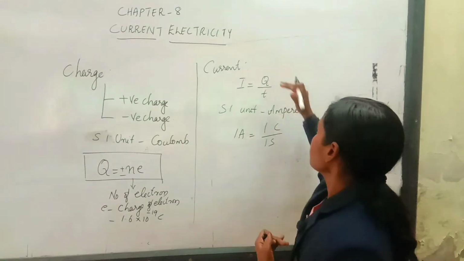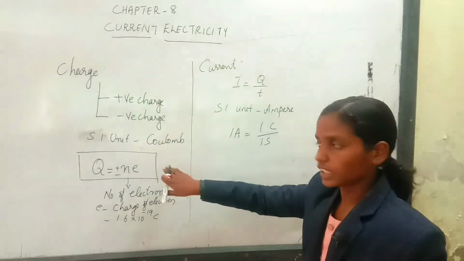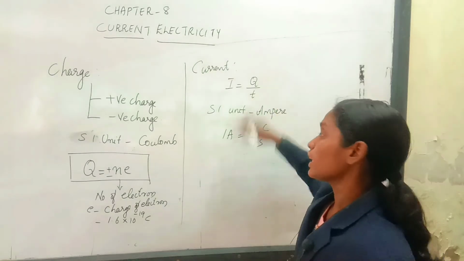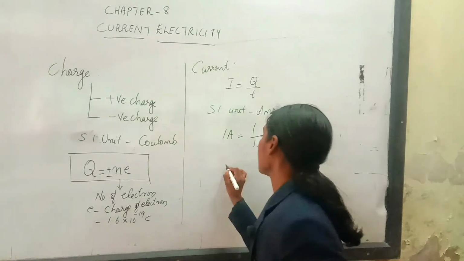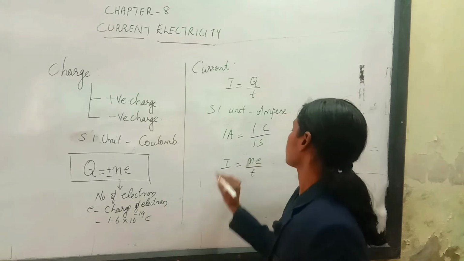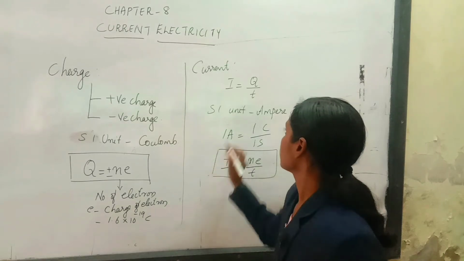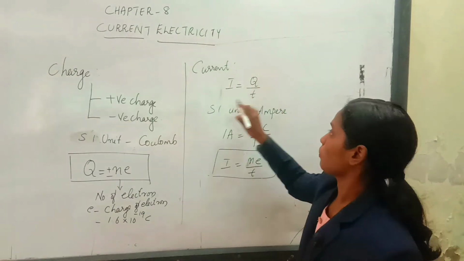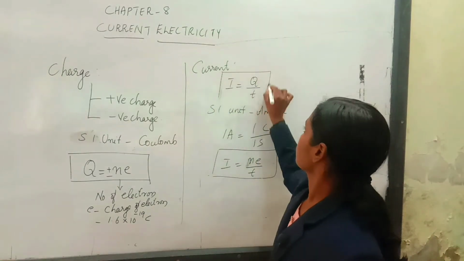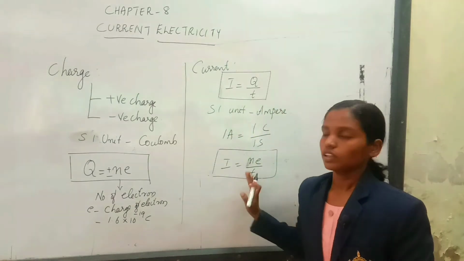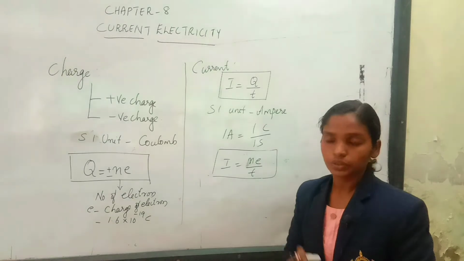And since the equation for charge is Q = ±NE, we can rewrite the equation as I = NE/t. So this is another equation for current, along with I = Q/t. This is the main topic related to current.